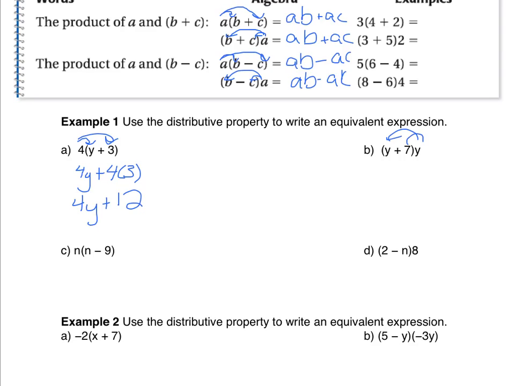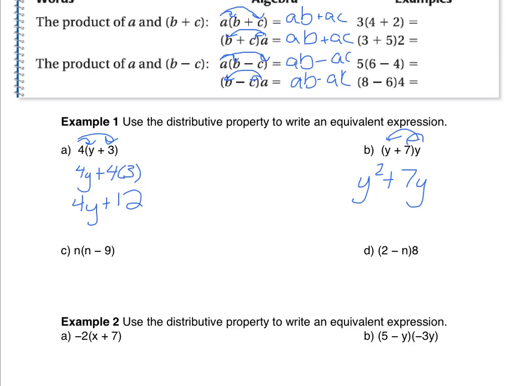So I distribute the y through the parentheses. We need to keep in mind that y times y is y squared, not 2y. 2y would be y plus y, so don't make that mistake. I have several students do that. Then I have 7 times y, I write plus 7y. That's all the farther we can simplify it, simply because these aren't like terms. This y has an exponent of 2, this y has an exponent of 1. That would be like saying 25 and 5 are the same thing, and they're not.